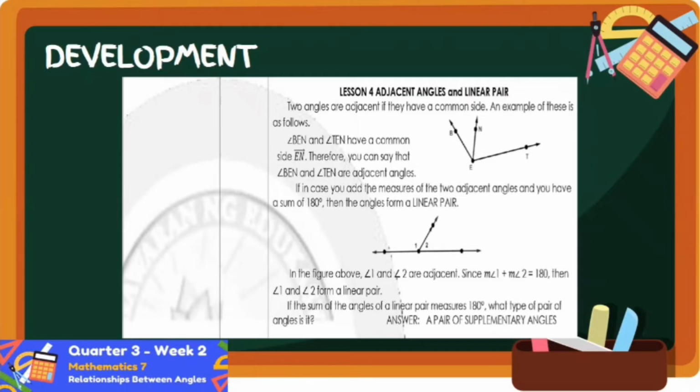In the figure above, angle 1 and angle 2 are adjacent. Since the measure of angle 1 plus the measure of angle 2 is equal to 180, then angle 1 and angle 2 form a linear pair. Now, if the sum of the angles of a linear pair measures 180 degrees, what type of pair of angle is it? Yes, a pair of supplementary angles.